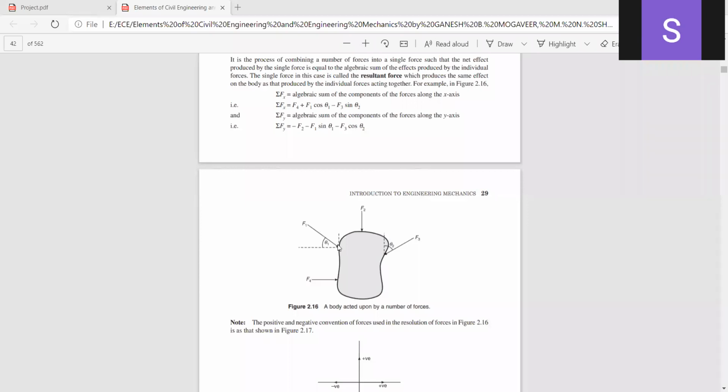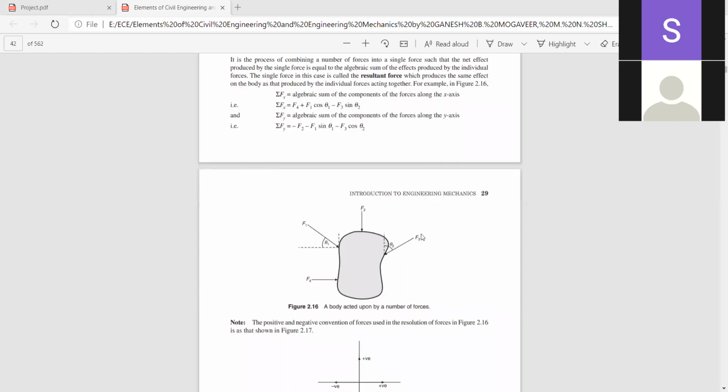Now if I resolve this force along the horizontal and vertical directions, its horizontal component is F1 cos theta 1 acting towards the right. If I consider this triangle, this becomes the opposite side and this becomes the adjacent side, and this is the angle given. So sigma F of x, F of x is nothing but F1 cos theta 1. This is the horizontal component acting towards the right direction. Hence you can see here it is F1 cos theta 1.